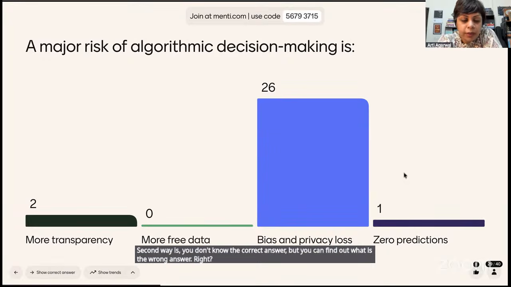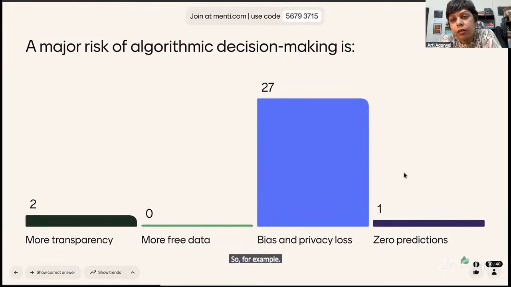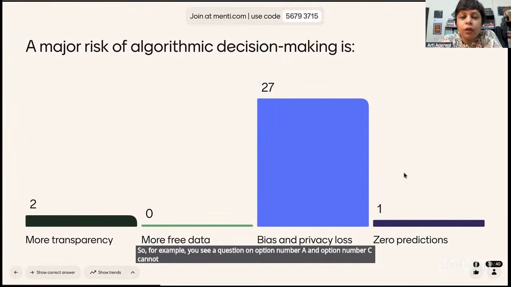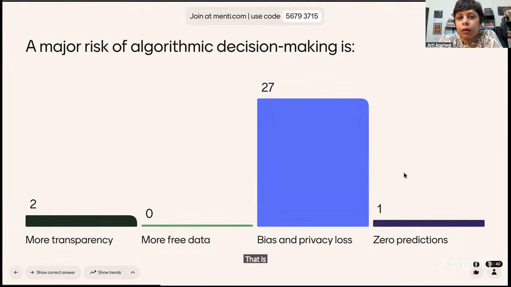Now there are 4 options, A, B, C, D. Out of A, B, C, D, you don't know which one is correct, but you can sometimes determine that certain options cannot be correct. So for example, you see in a question that option A and option C cannot be the answer. Now you just have to choose between B and D. That still gives you a higher chance of landing with the correct answer than picking between A, B, C, and D. That is what you guys are doing wrong in this question.